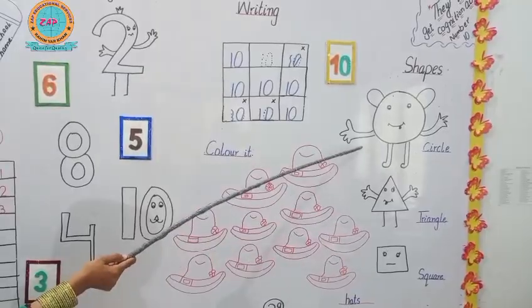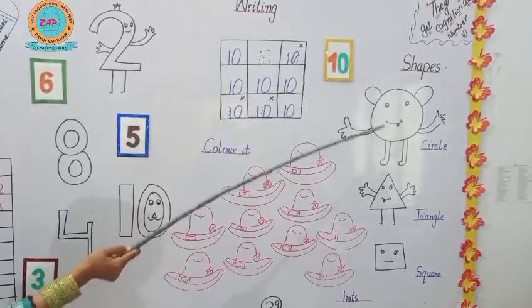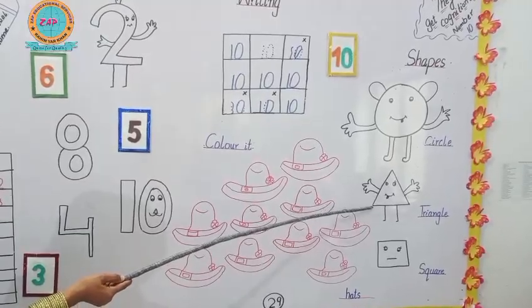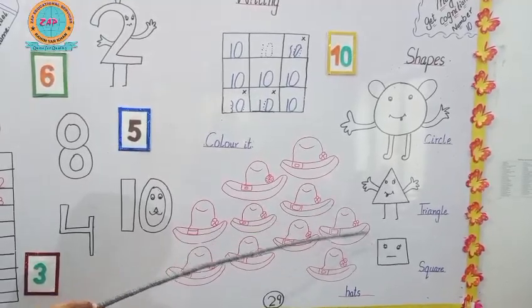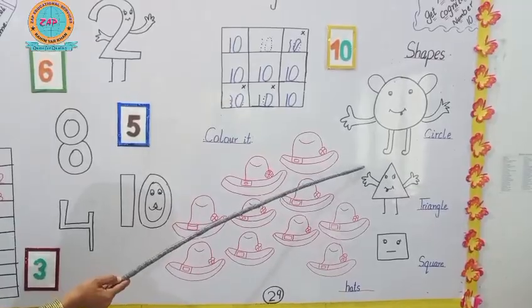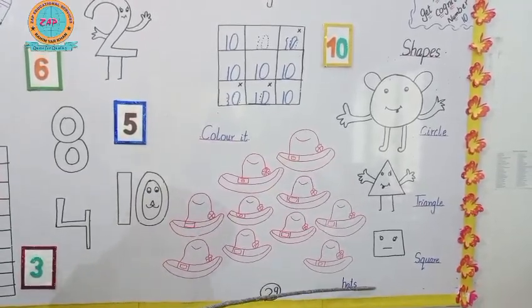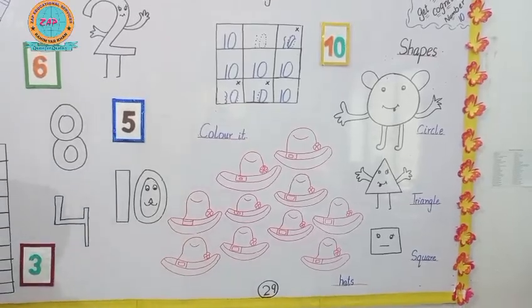Square and circle. Square and circle. Triangle. Triangle. Rectangle and oval. Rectangle and oval. Heart and star. Heart and star.